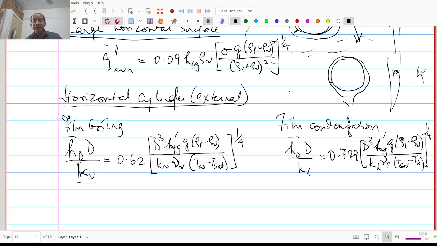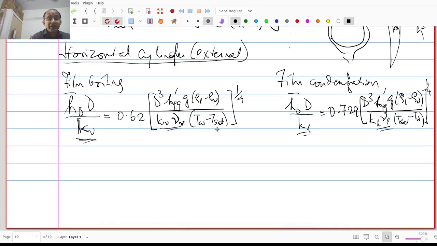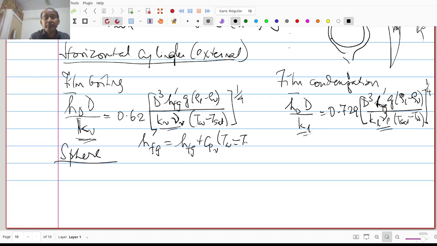Don't you see that they are so similar to each other, except that constants are slightly different, and instead of vapor properties here, you calculate using liquid properties here. Otherwise, these are exactly similar for horizontal cylinder. Similarly, sphere. The correlations look very similar. The difference is in h_fg prime. The h_fg prime here is equal to h_fg plus c_pV multiplied by (T_1 minus T_sat) multiplied by 0.4.